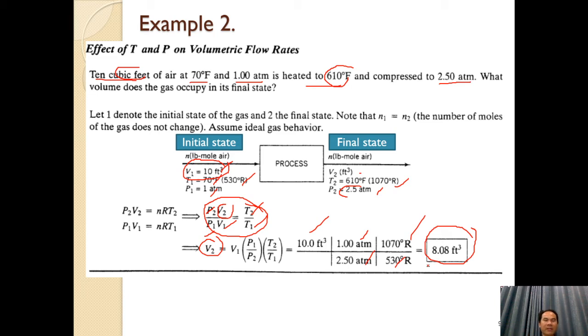This is correct because in the first state, you then compress the gas. For an ideal gas, when you increase the pressure, you compress it, and the volume will decrease.